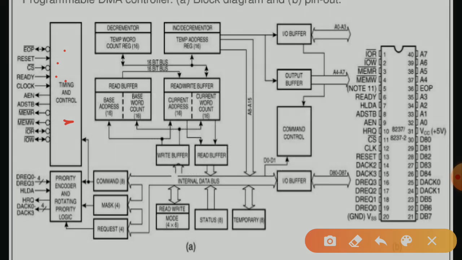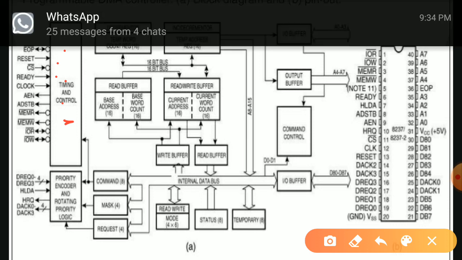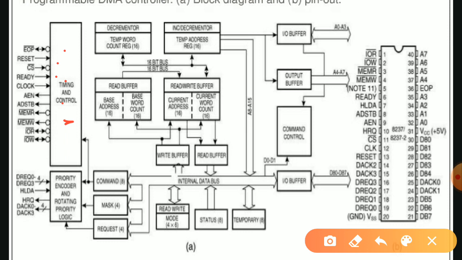And this is the clock signal. And this is AEN, which means address enable. ADSTB means address strobe. AEN and ADSTB are used to latch the higher order address signals. The next one is MEMR, memory read, another one is memory write, another one is IO read, and another one is IO write.